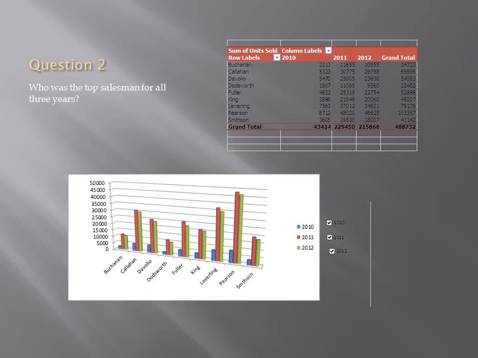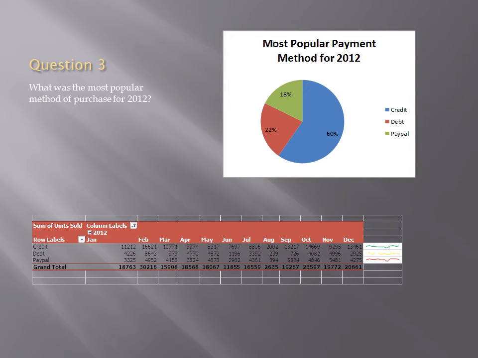As you can see, Pearson was the top salesman in all 3 years, showing that he or she is a consistent asset and could very well earn a promotion. The final question I chose asked what was the most popular method for purchase in 2012. This question shows relevance in the fact that it is information based on the most current year, as well as the fact that it shows insight into what the company's consumers use most often.